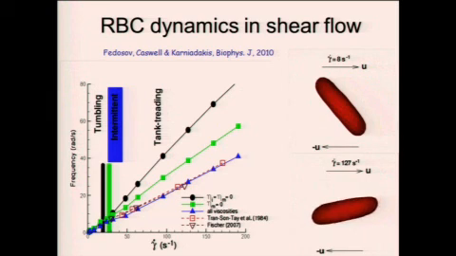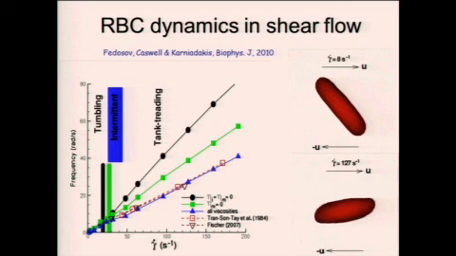then we get the transition from tumbling to tank treading is this line, the black line. If we add in the viscosities of the two fluids, we get the green line. But we also have to add in the viscosity of the membrane. The membrane is a viscoelastic thing. So when we add that in, we get pretty good agreement with the experiment.